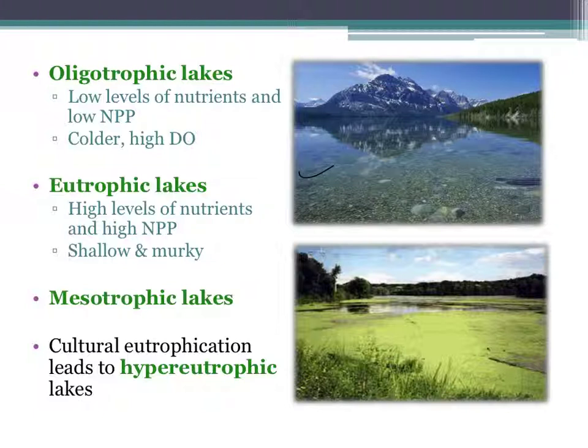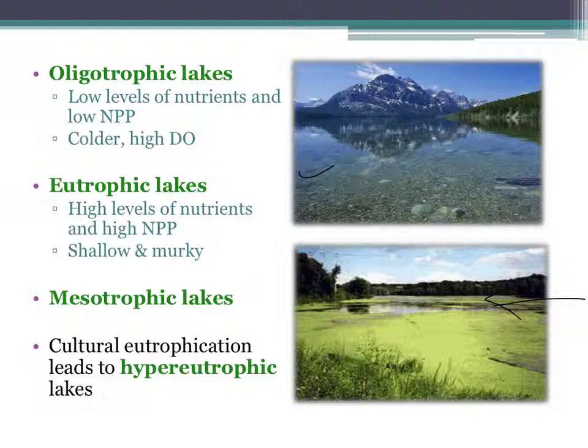Eutrophic lakes have very high levels of nutrients and high NPP. That's a picture of this one right here, and you've all probably seen eutrophic lakes like this. And the reason they're called eutrophic is they go through eutrophication, which I'll talk about soon. Very high levels of nutrients. These are lakes where a lot of phosphates and nitrates have washed off from most likely farmers' fields. They tend to be very shallow and murky.